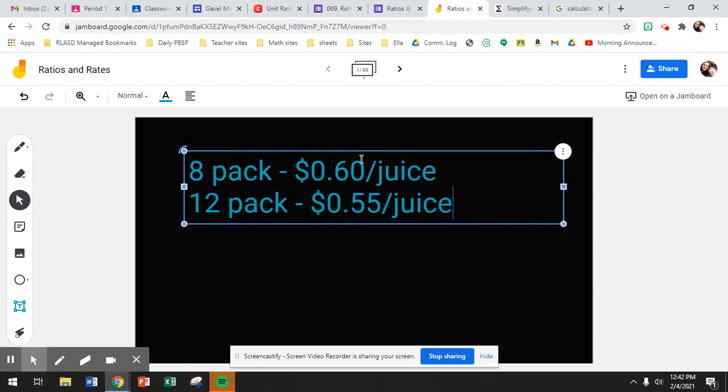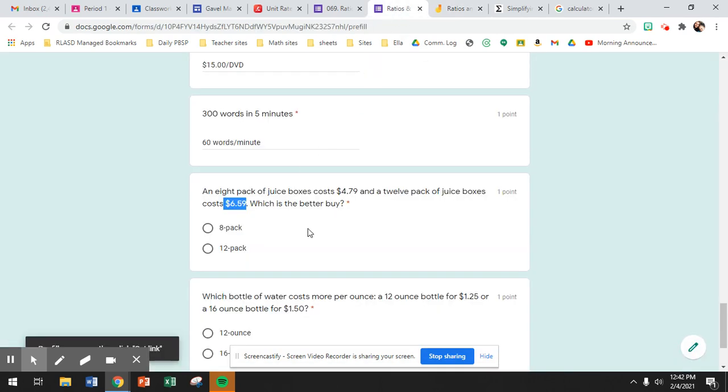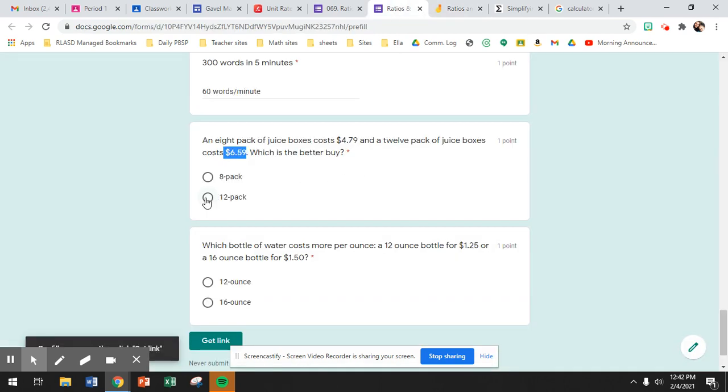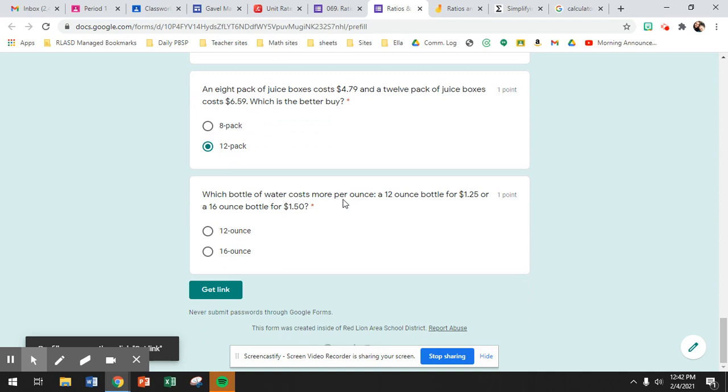So what's the better buy? Do you want to pay 60 cents per juice pouch or 55 cents per juice pouch? What's the better buy, the 8-pack or the 12-pack? If I'm spending money, I would rather spend less. So I would say the 12-pack is the better buy.